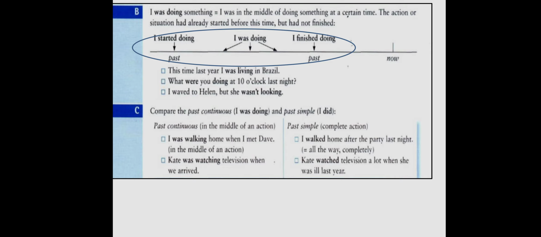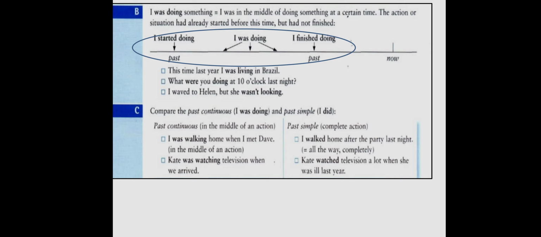What were you doing at 10 o'clock last night? We have here last night indicates past, and 10 o'clock indicates point of time. So we have a point of time and the action. You were in the middle of doing the action at 10 o'clock last night. So we have past time and exact point of time. So we have here past continuous.